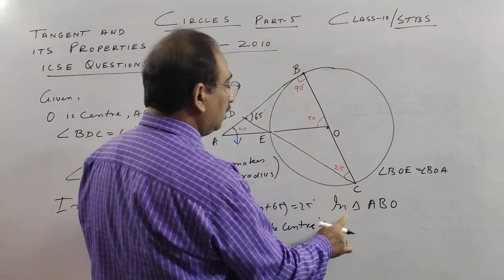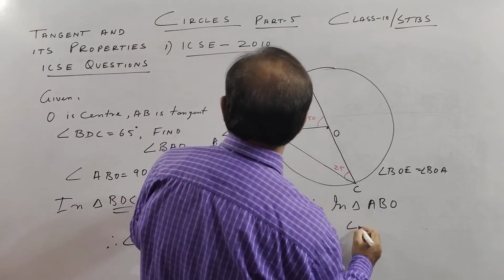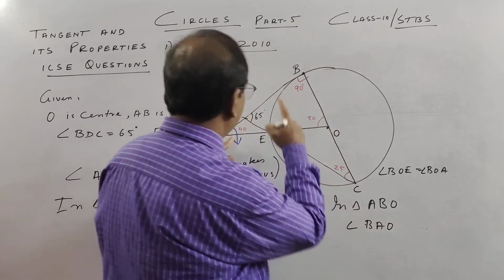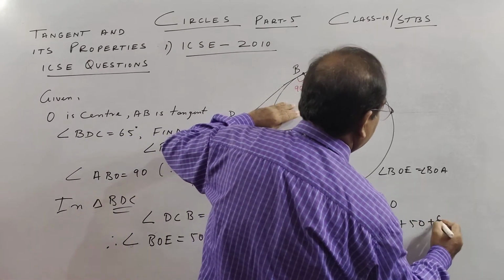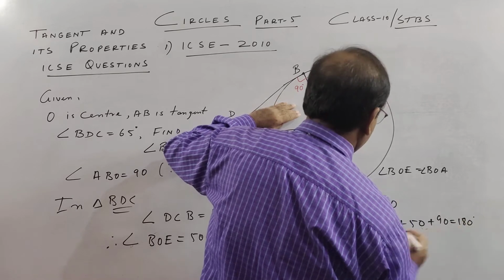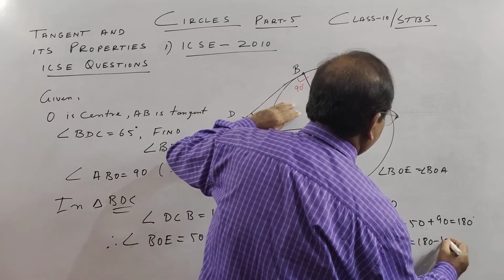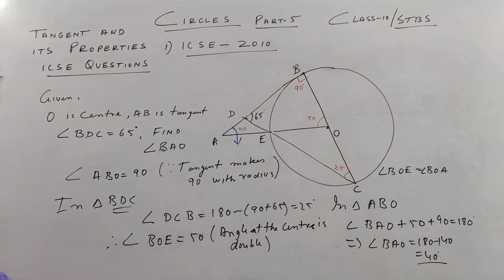Now, in triangle ABO, ultimately we have to find this. So angle BAO plus 50 plus 90 gives you 180 degree, children. So angle BAO is 180 minus 140, which is equal to 40 degree. So pause the video and copy. Then we move on to one last question in today's session.